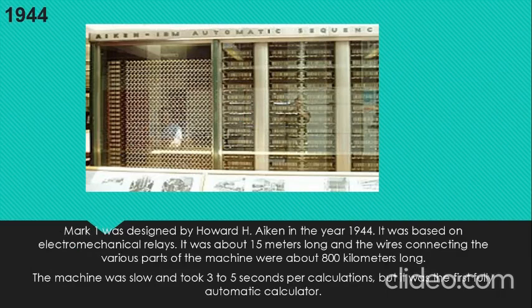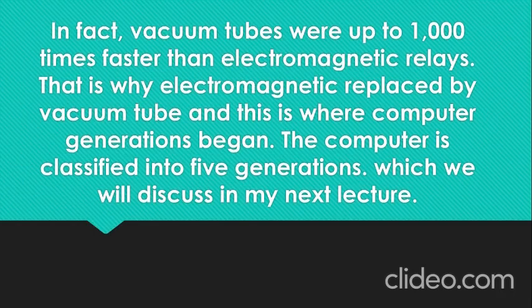Mark I, designed by Howard H. Aiken in the year 1944, was based on electromechanical relays. It was about 15 meters long and the wires connecting the various parts of the machine were about 800 kilometers long. The machine was slow and took 3 to 5 seconds per calculation, but it was the first fully automatic calculator.